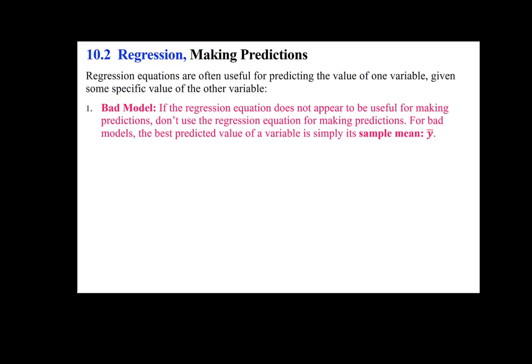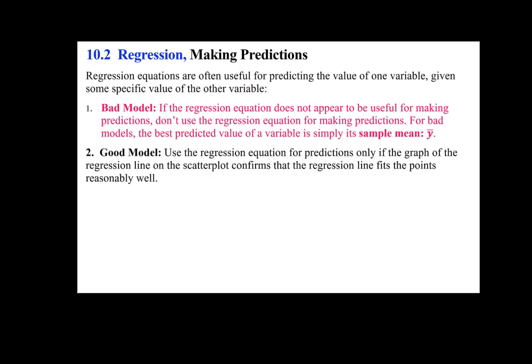So as I mentioned before, by bad model, what do we mean? The correlation is weak. So when you do the test of hypothesis, you don't reject H0. Then you don't use the regression line to explain anything. Good model: use the regression equation for predictions only if the graph of the regression line on the scatter plot confirms that the regression line fits the points reasonably well.